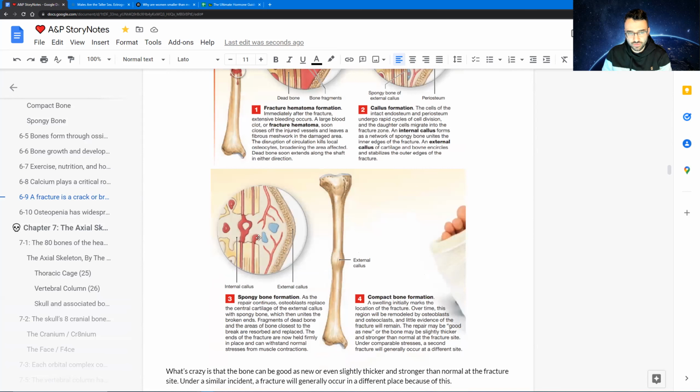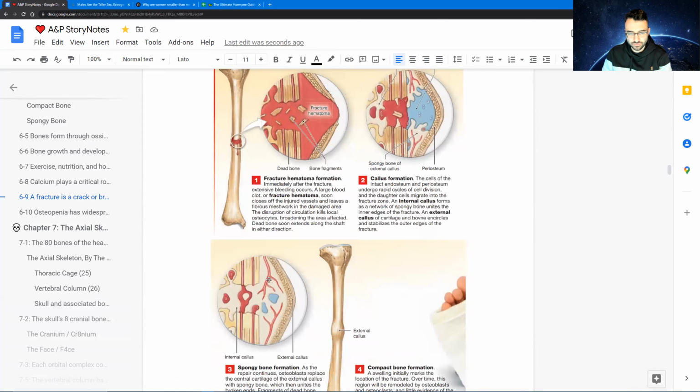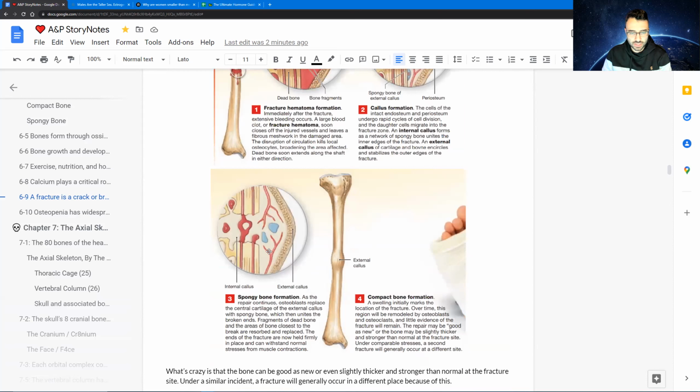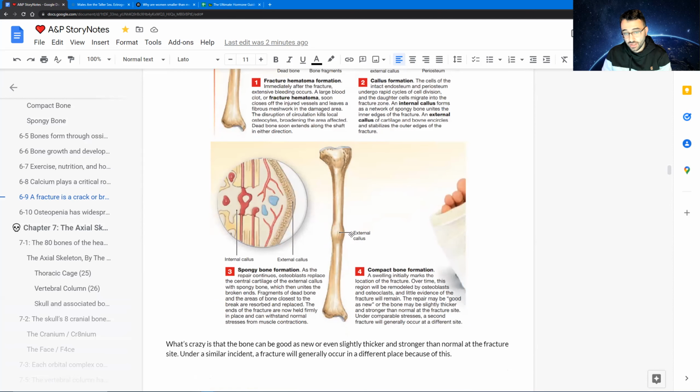So here is kind of this end part. There's an internal callus, there's an external callus. Osteoblasts are going to do their job and build. Fragments of that dead bone are resorbed and replaced. And the ends of the fracture are now held firmly and can withstand normal stresses from contractions. So a swelling, look at this external callus. A swelling initially marks the location of the fracture. Over time, this region will be remodeled by osteoblasts and osteoclasts, and little evidence of the fracture will remain. The repair may be good as new, or get this, the bone may be slightly thicker and stronger than normal at the fracture site. Under comparable stresses, if you have the same injury, a second fracture will probably happen at a different site because this is now a strong point.